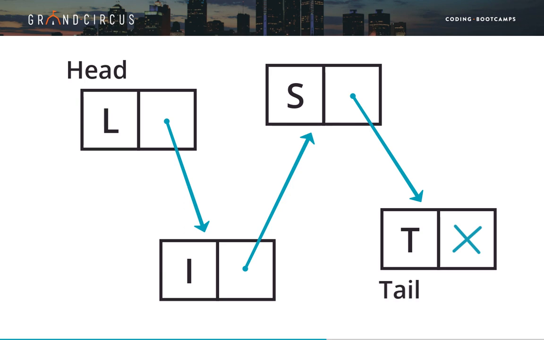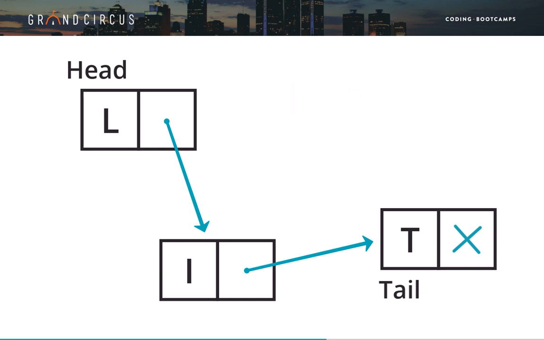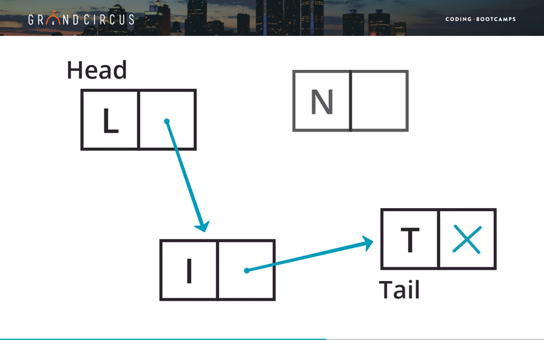Modifying a linked list is easy. To remove the S node, all we have to do is repoint the I node to the T node. The S node is now no longer part of the chain. We're left with LIT. To add a new element anywhere in the list, create a new node and repoint the surrounding links to include it in the chain. Our list is now LINT.